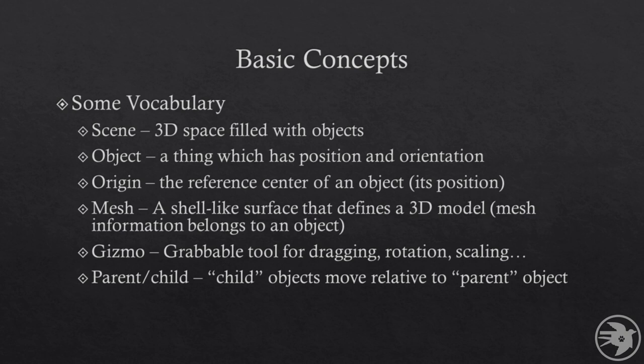A mesh is the surface that defines a 3D model. The object is the actual location of where it is, and then most of the time it'll have a mesh that's associated with it. It's unlike some kinds of 3D modeling, like I do for my engineering career, in that it's not considered solid. It's just a hollow skin, but graphically it looks solid.